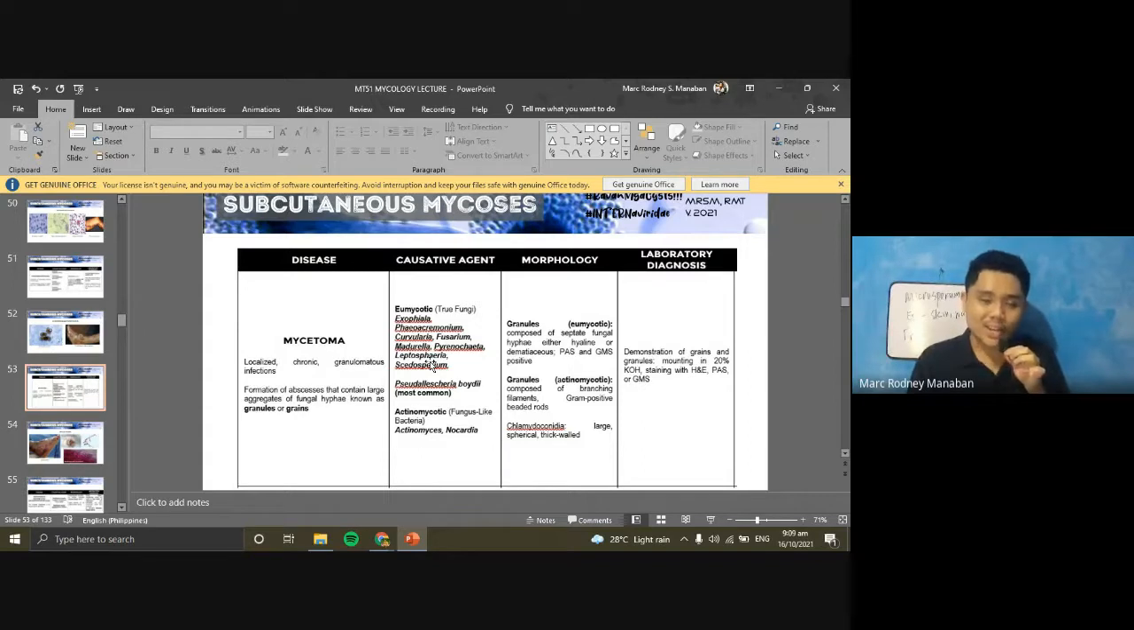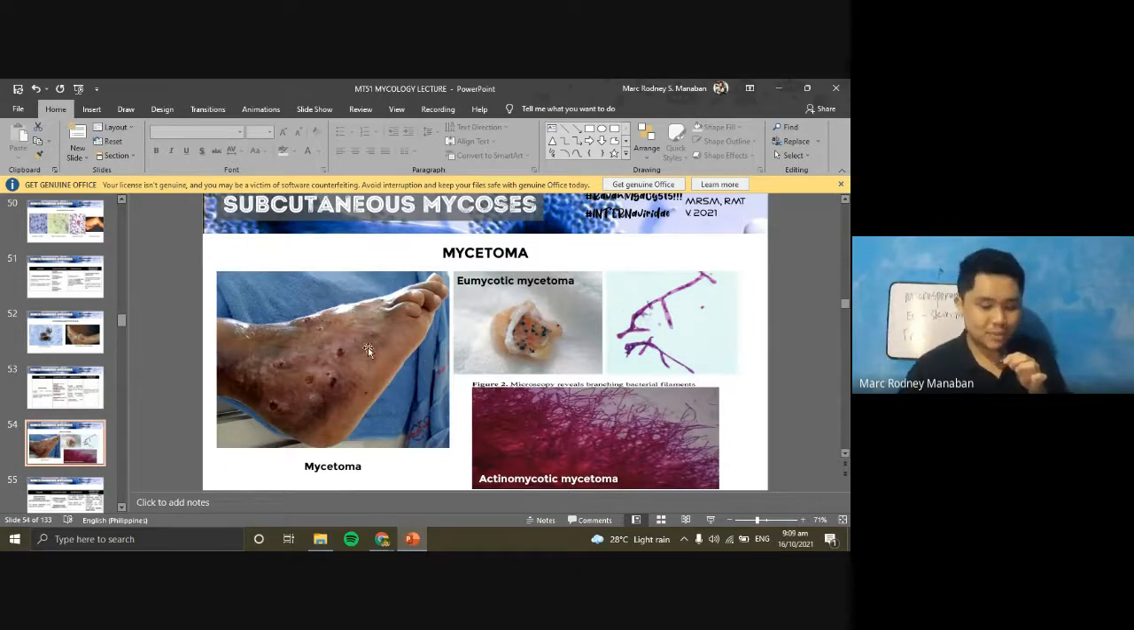Don't forget that. For lab diagnosis, again, we examine the grains and granules. We mount them in 20% KOH or stain them using H&E, periodic acid-Schiff, and methenamine silver. So here's an example of mycetomas. You can see the abscess and the holes, the draining sinus tract, from which fluid comes out, pus draining out.